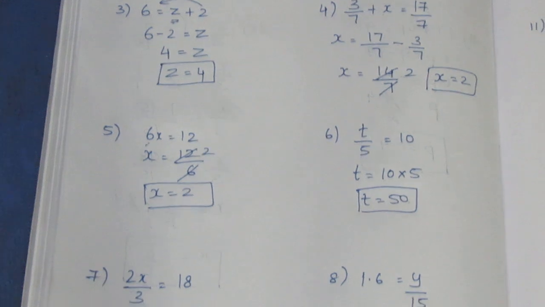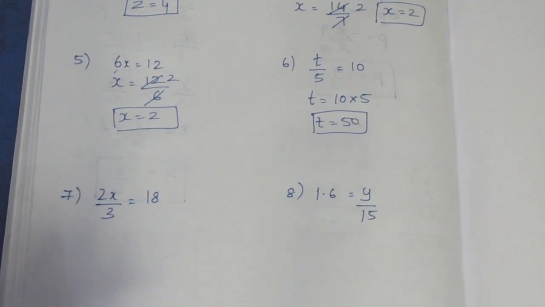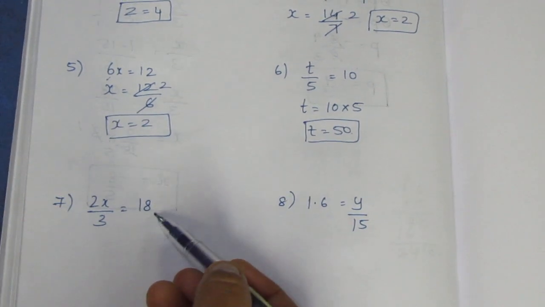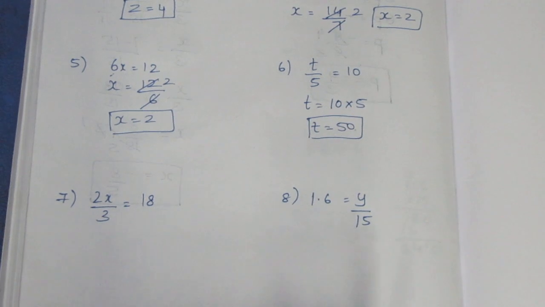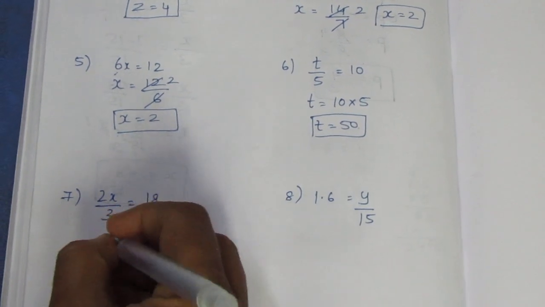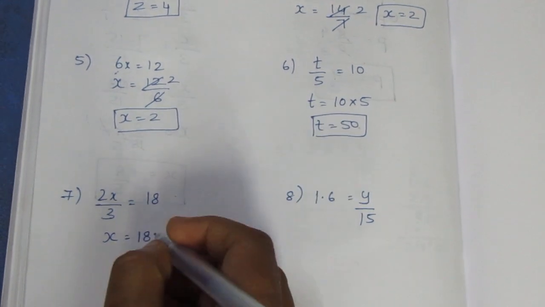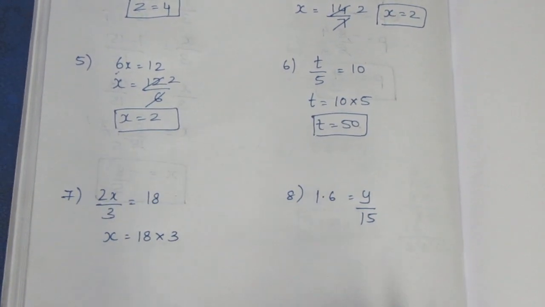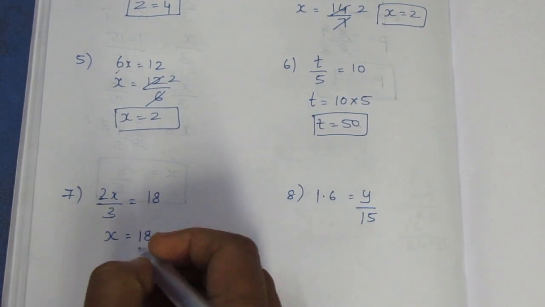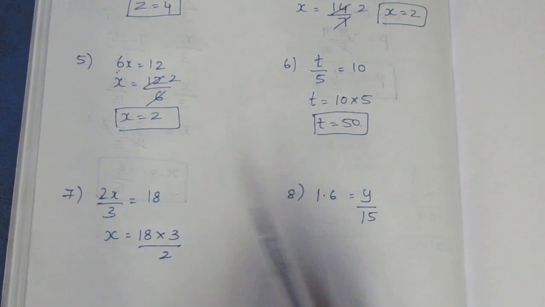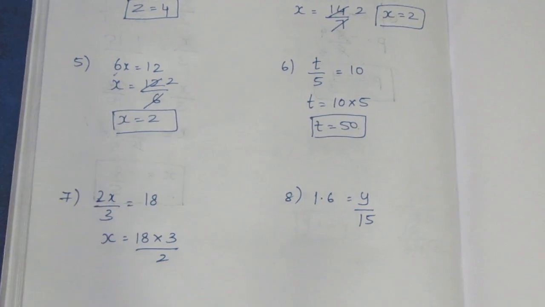We'll move on to the seventh one. 2x by 3 equal to 18. Now divide will go as a multiply and multiply will come as a divide. So x is equal to 18. The denominator will go to the numerator as multiply. The multiplied part of the numerator will come to the denominator. So remember, 3 will go as a multiply and 2 will come as a divide.